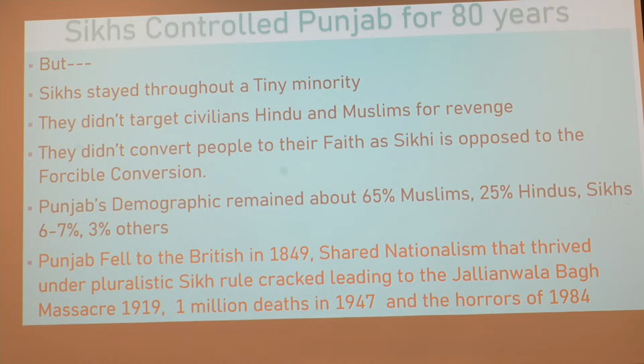Sikhs controlled Punjab for 80 years, but Sikhs stayed a tiny minority throughout. They did not target Hindu or Muslim civilians for revenge. They did not convert people to their faith, as Sikhs opposed forcible conversion. Punjab's population remained 65% Muslim, 25% Hindu, 6 to 7% Sikh, and 3% others. Punjab fell to the British in 1849. The shared nationalism that thrived under pluralistic Sikh rule cracked, leading to the Jallianwala Bagh massacre, 1 million deaths in 1947, and the horrors of 1984.